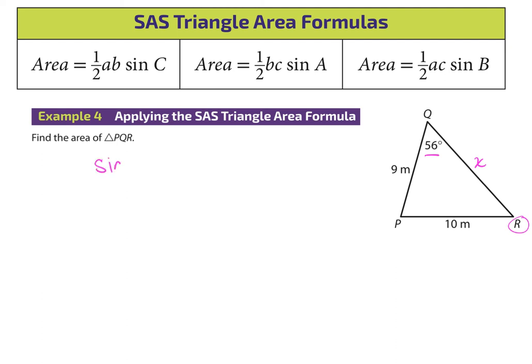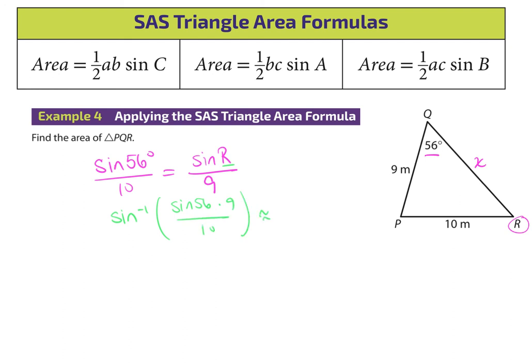So we'll say sine of 56 over 10 equals sine of R over 9. They like to make this difficult. In your calculators, use sine inverse to solve for R: sine inverse of sine of 56 times 9 over 10. So R is approximately 48.3. That's why they did this. 180 minus 56 minus 48.3 gives me 75.7.